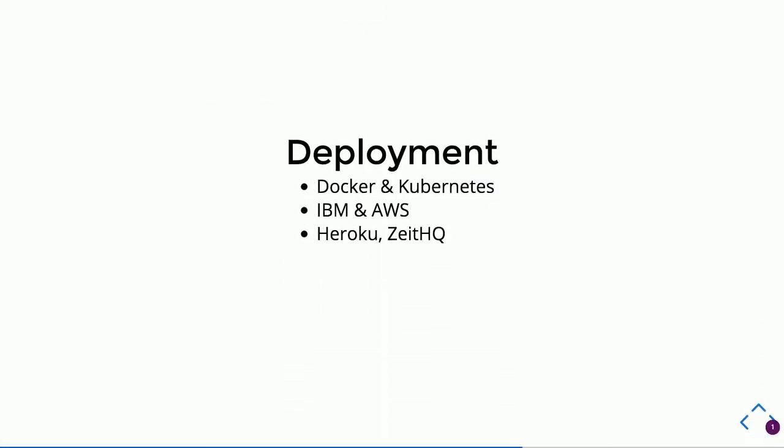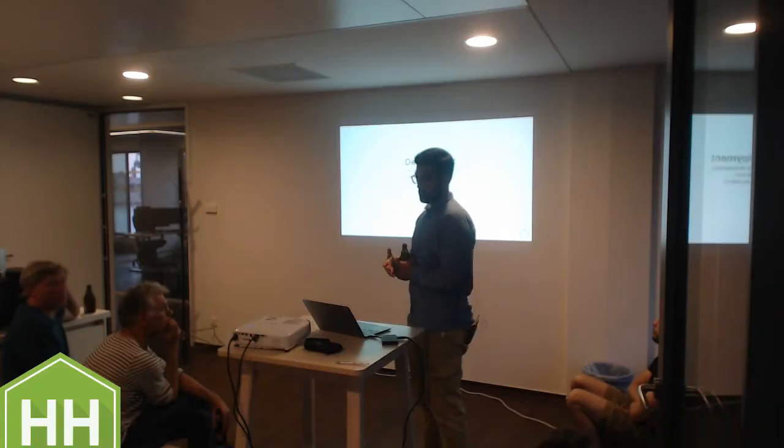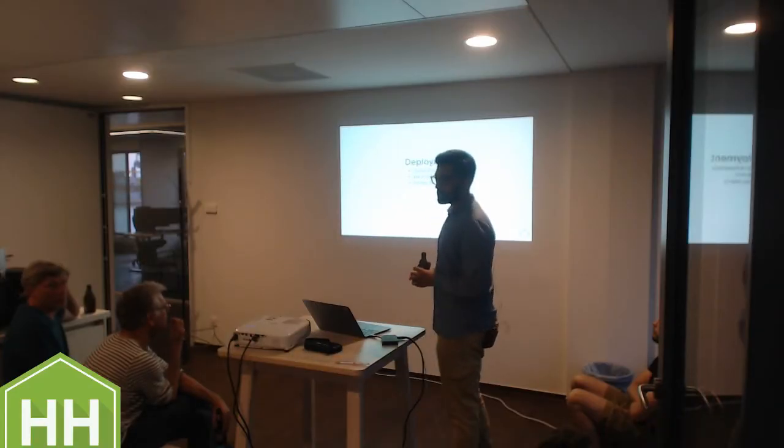The deployment stuff, we are putting everything in Docker. There is not a single application for our Node.js teams that doesn't work in Docker. We use Kubernetes to orchestrate all these Docker containers, so we can, I don't know if you know the advantages. Has anyone worked with Kubernetes or Docker Swarm? One, two, okay, not that much.